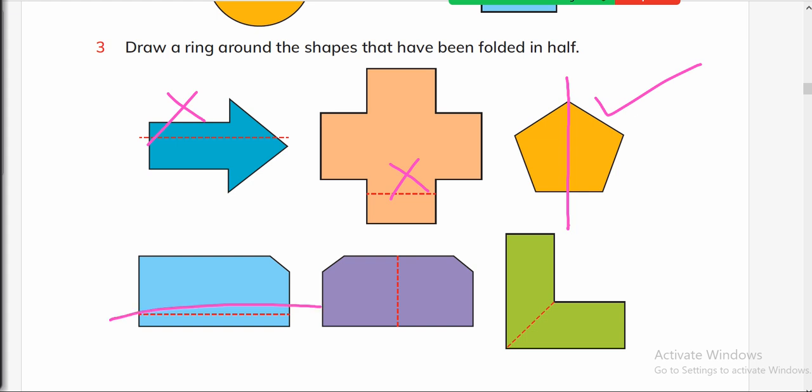Can we fold it into equal halves? No, one of the portions is really too small. And this, yes, is equal. This is equal because the portions are equal. And this, yes, this is equal.